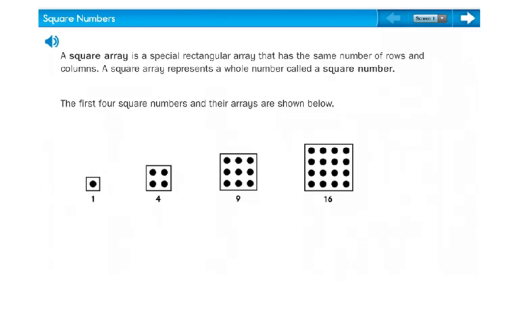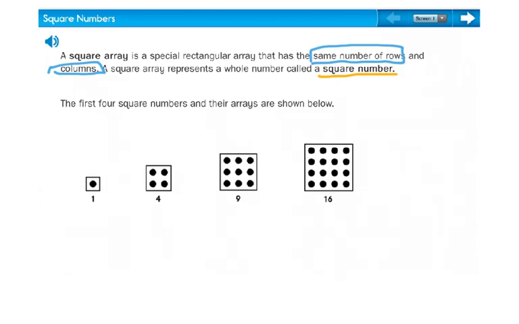We have some special arrays called square arrays. A square array is a special rectangular array that has the same number of rows and columns. A square array represents a whole number called a square number. The first 4 square numbers and their arrays are shown below.